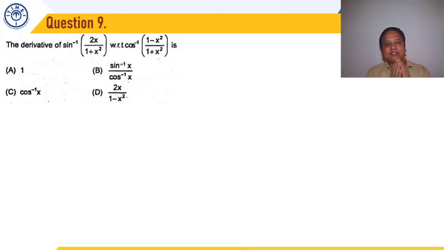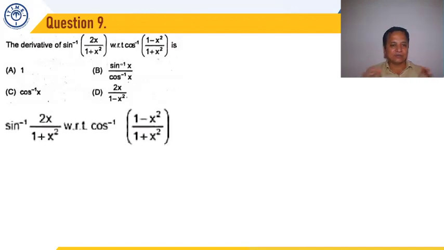Now we have to differentiate it with respect to cos inverse of (1 minus x square) upon (1 plus x square). Now (1 minus x square) upon (1 plus x square): cos 2 theta is (1 minus tan square theta) upon (1 plus tan square theta). So somewhere we have to take the values. We have to differentiate sine inverse with respect to cos inverse. So it's safer if we assume x as tan theta. Both the terms will simplify. So we assume x as tan theta.